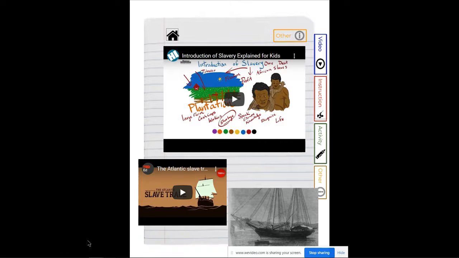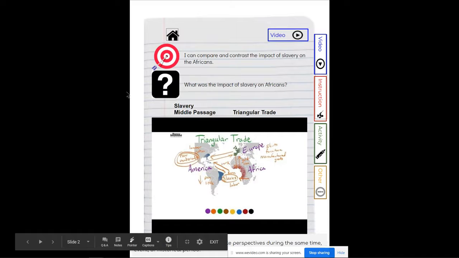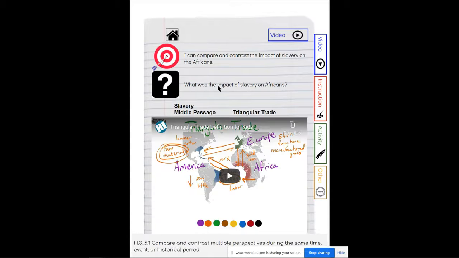Again, your goal is that by the end of this lesson, you have a better understanding of what is happening with slavery and how that impacted Africans, and specifically, what are the elements of the triangular trade that started slavery. Study hard, pay close attention, and be a historian.